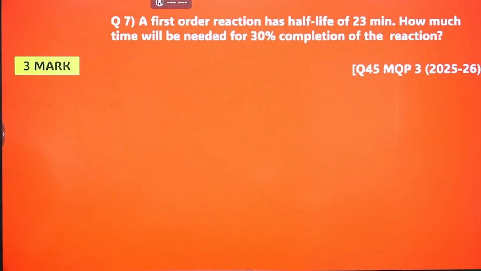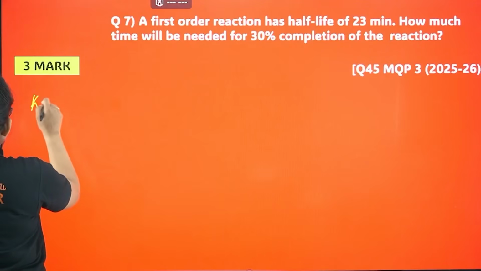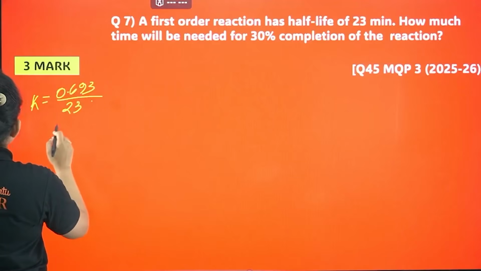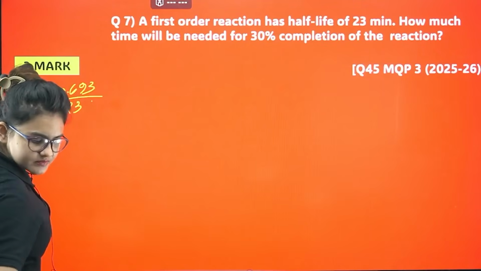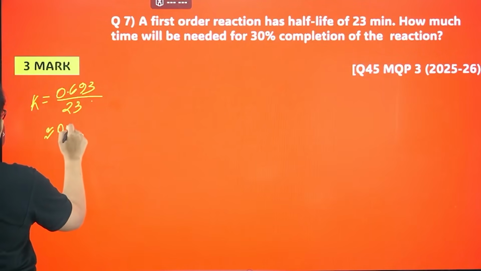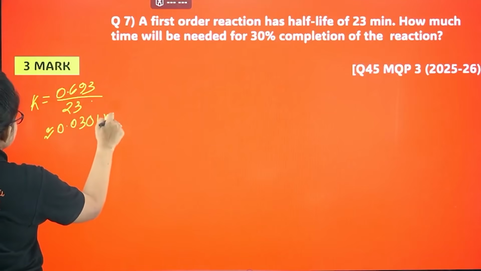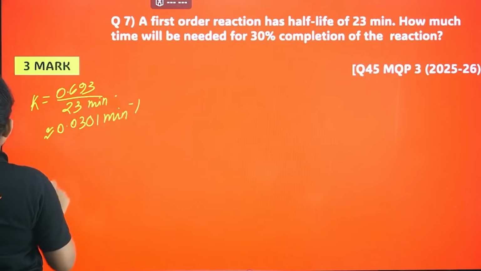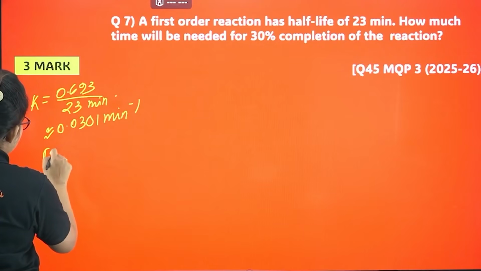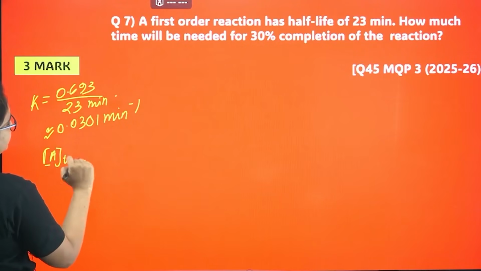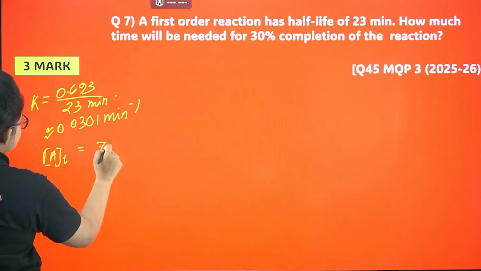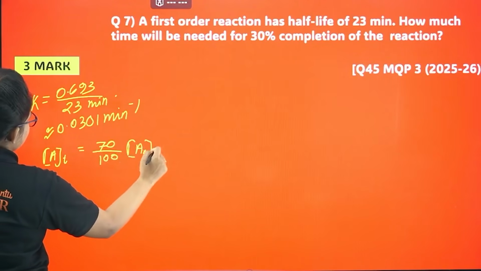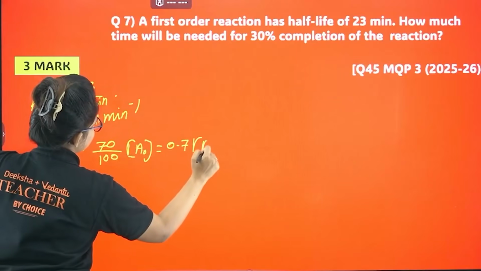Fine. So let's calculate K from the half-life, that is equals to 0.693 divided by 23. It's going to be something like 0.0301 minute inverse, right? Now here you can see, after 30% completion you will get 70% left over of A naught, from here 0.7 of A naught, right?